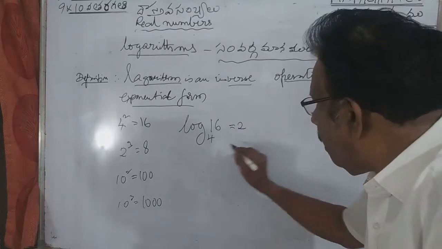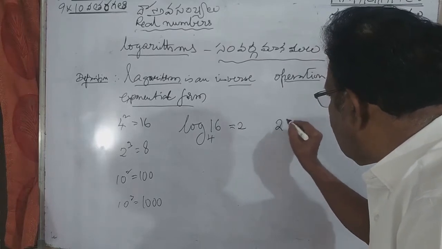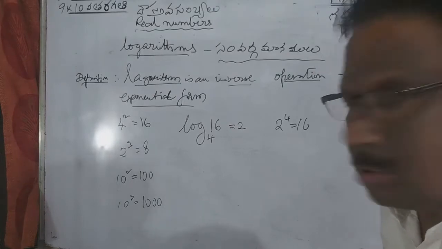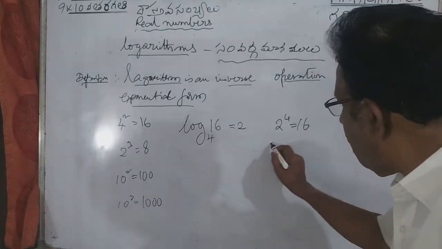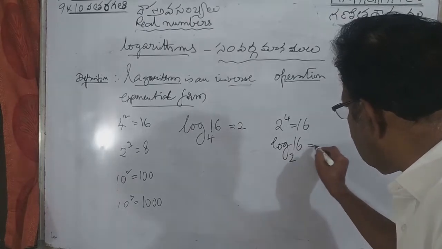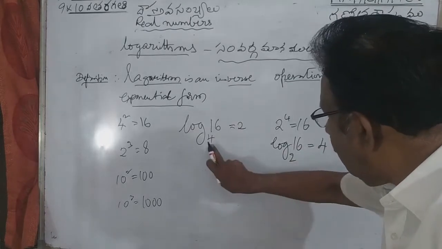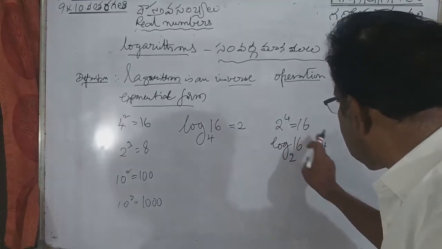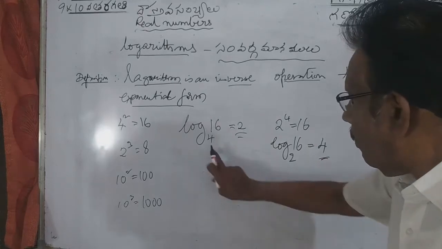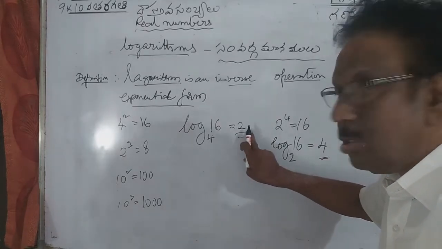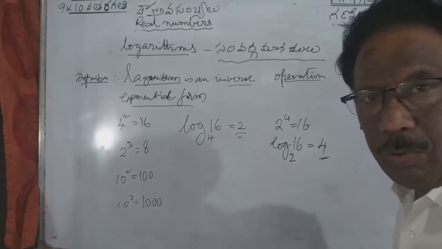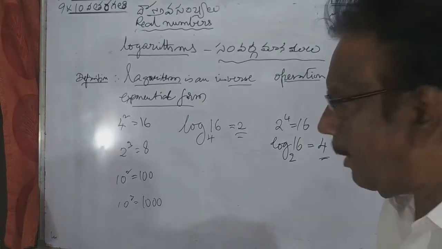The same I am writing as, see, I can write 2 to the power of 4 is equal to 16. So the same we write in the logarithmic form: logarithm of 16 to base 2 is equal to 4. See, when the base changes, the logarithm also changes. The power is changing. Here base is 4, the logarithm is 2. Here base is 2, logarithm is 4. Understand? So for different bases, the logarithms are different.